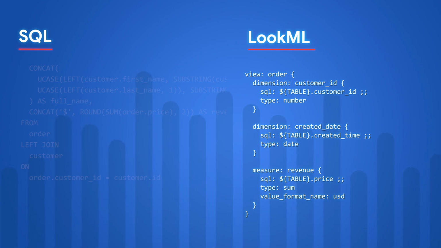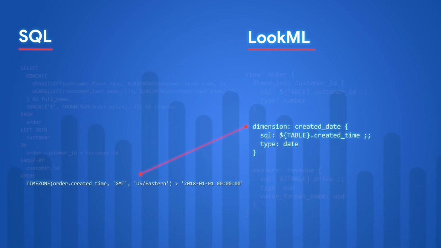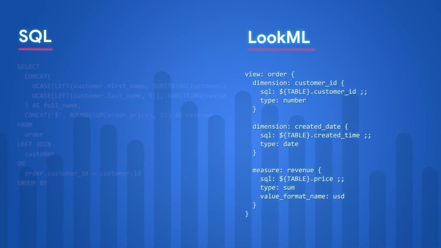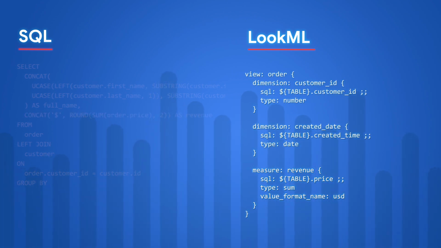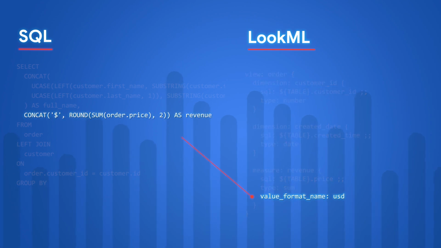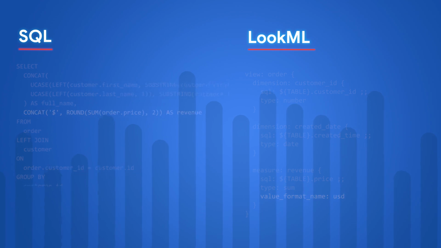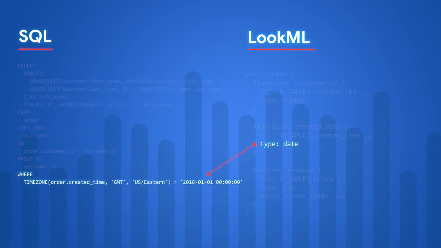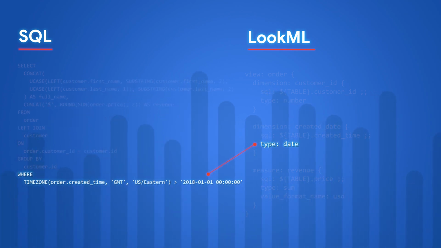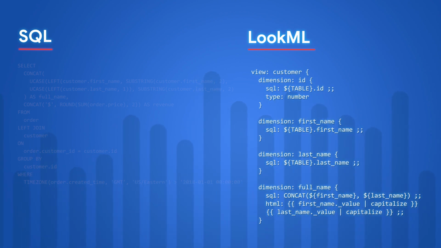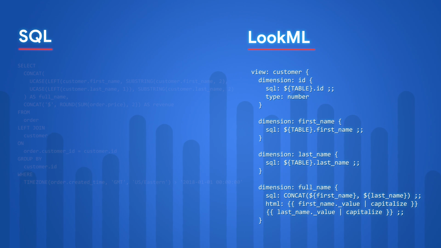Next, we can consider orders all by themselves. Again, each metric we're interested in is simple, self-contained, and reusable. Additionally, we can see that Looker takes care of the tedious manipulations for us. For example, formatting the revenue into US dollars is a single, easy to understand line, and the time zone conversion is automatically taken care of by Looker. Our customer data model is similarly straightforward with simpler, shorter, and easier to understand code than the SQL.